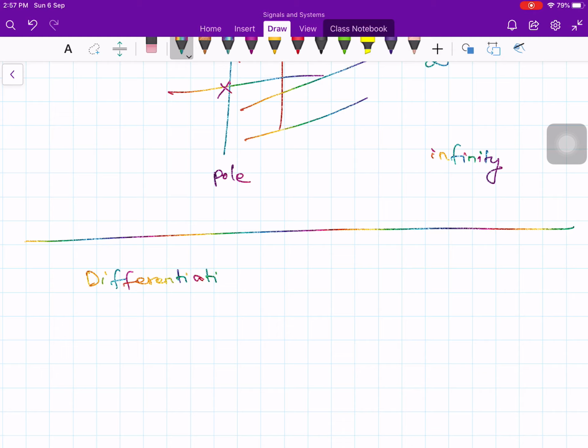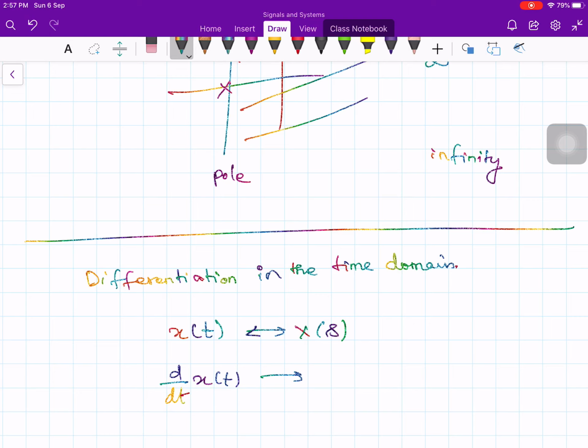Differentiation in the time domain. We ask a question: if x of t has Laplace transform X of s, then what is the Laplace transform of the derivative of x of t? So this is a question that we would like to ask.